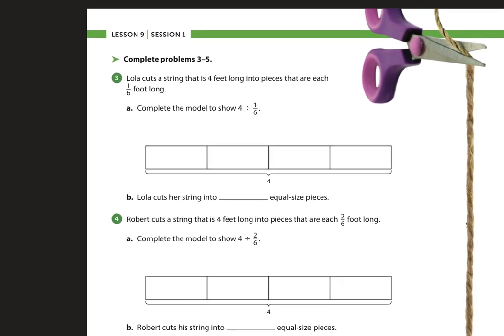Problem 3. Lola cuts a string that is 4 feet long into pieces that are each 1/6 foot long. Complete the model to show 4 divided by 1/6. I am going to pause, draw the model, then come back.